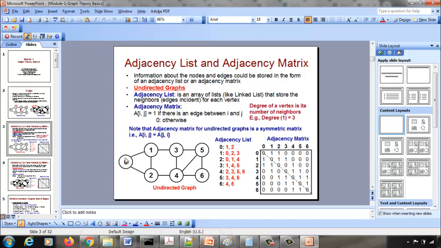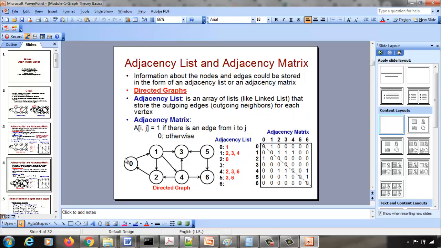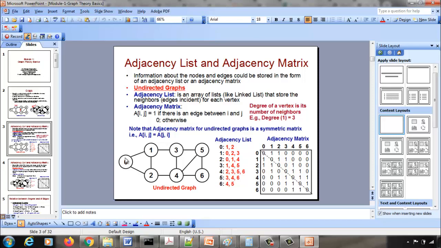This is very useful if you really are going to implement a graph, but it's also good to know in general how you store information about a graph. Now we could use two kinds of information storing facilities called the adjacency list or adjacency matrix. So an adjacency list is a kind of an array of lists. Okay, so if you're really implementing, it would be an array of linked lists.